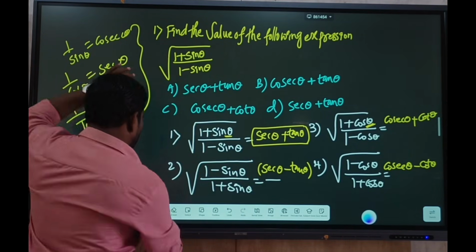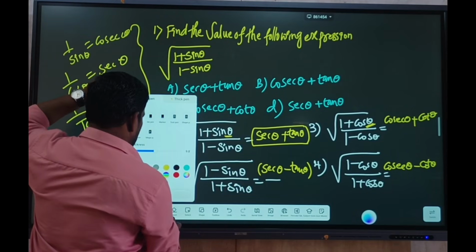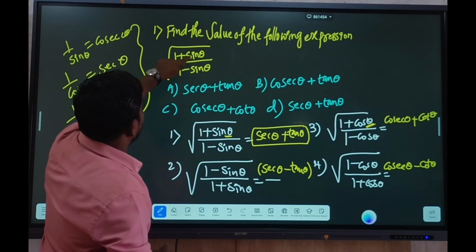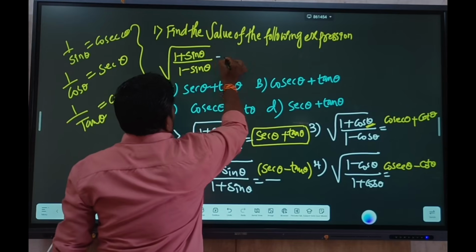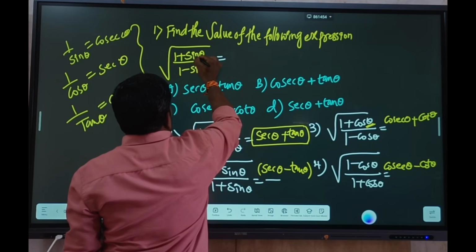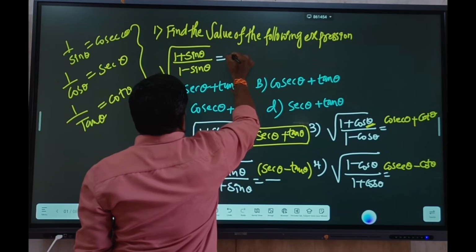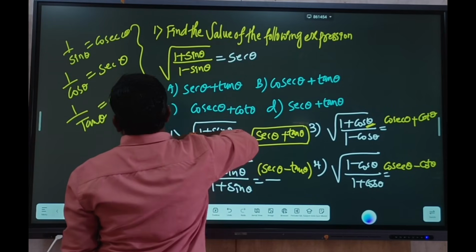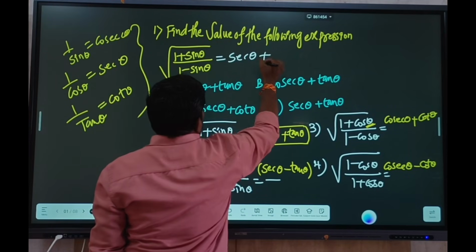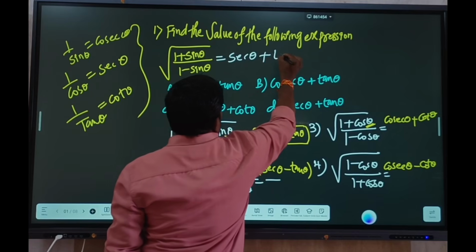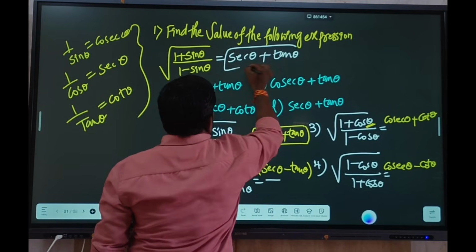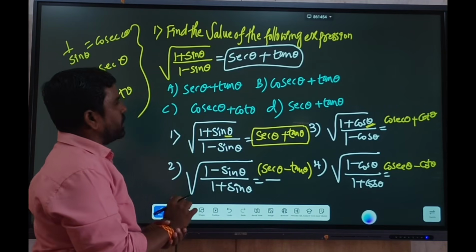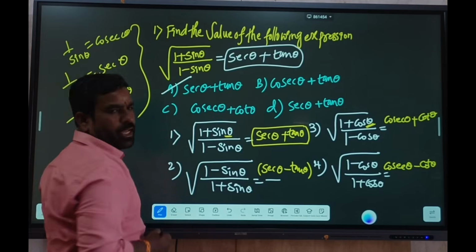So what is the question asking here? Look here: 1 plus sin theta by 1 minus sin theta. Divide by cos theta. 1 by cos means secant theta, plus sin theta by cos theta, tan theta. So the answer is secant theta plus tan theta. Which option is that? Option A is the correct answer.